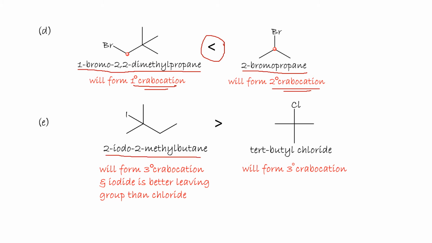2-iodo-2-methylbutane or tertiary butyl chloride. Here is a tertiary carbocation, and this one will also give a tertiary carbocation. But as you see here, the leaving group here is iodide, a better leaving group than chloride. So which one will be faster? 2-iodo-2-methylbutane will be faster.